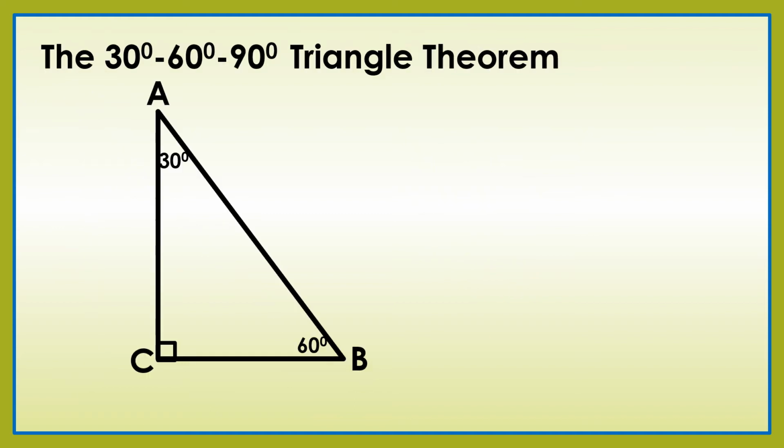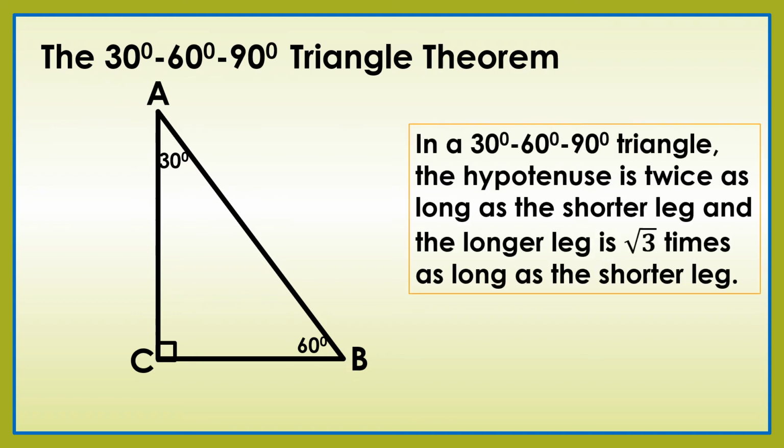Let's have here the second theorem, the 30-60-90 degrees triangle theorem. In a 30-60-90 degrees triangle, the hypotenuse is twice as long as the shorter leg, and the longer leg is square root of 3 times as long as the shorter leg.